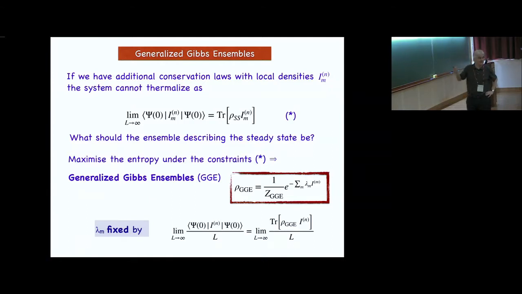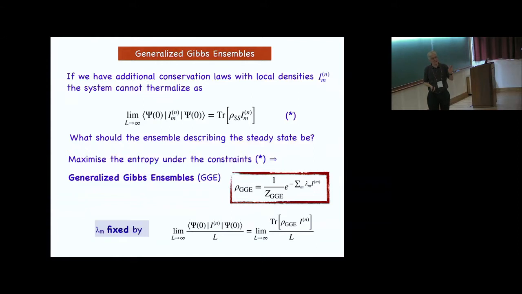Now, as I have shown you before, if I have additional conservation of the local densities, then the system retains information about the initial state at all times. I've shown you this equation before: the expectation value of the density of the local conservation law in the initial state is equal to the expectation value of the density of the local conservation law in the steady state. So that means in the steady state, the system remembers things other than energy about the initial state. It remembers all expectation values of the local conservation laws.